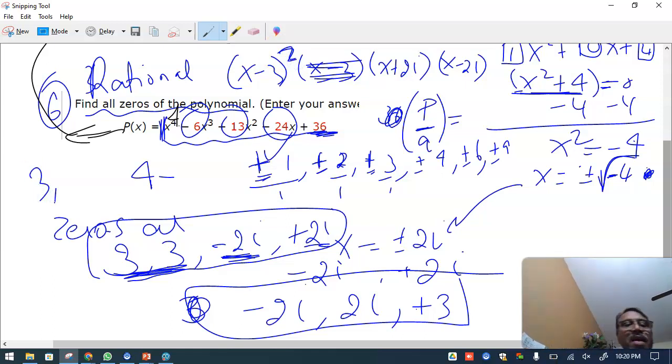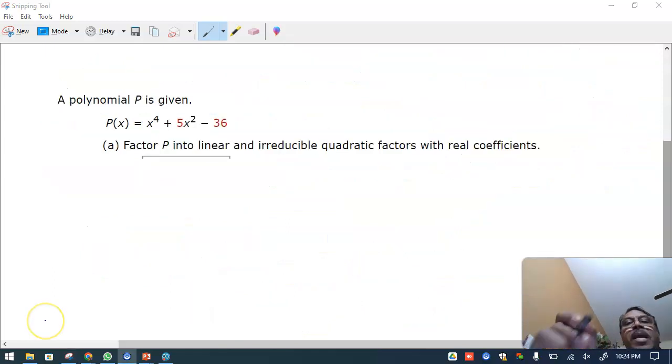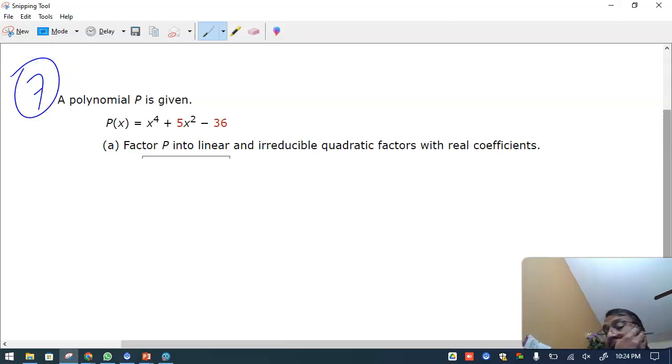So I hope this makes sense. Let's go to the next one. Okay, so this is the last one I'm doing, as it's going to be almost 10:30 night time.